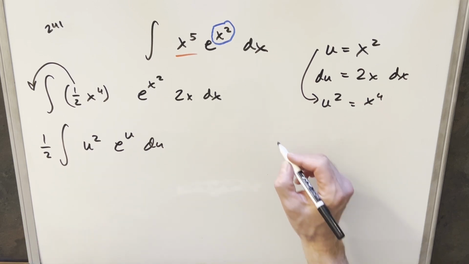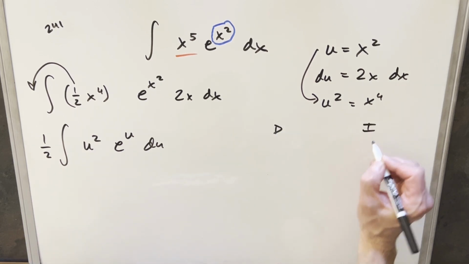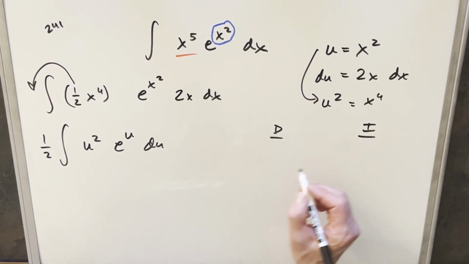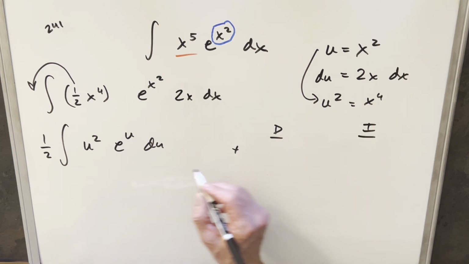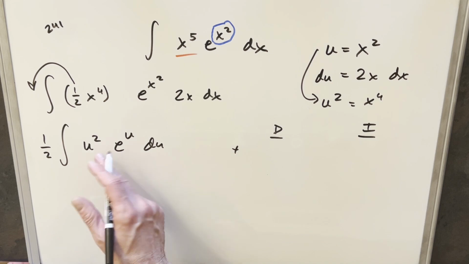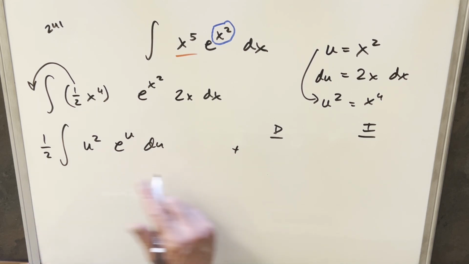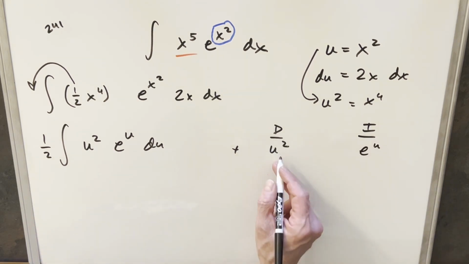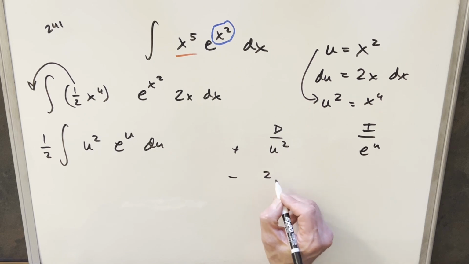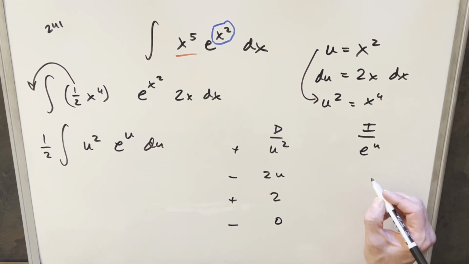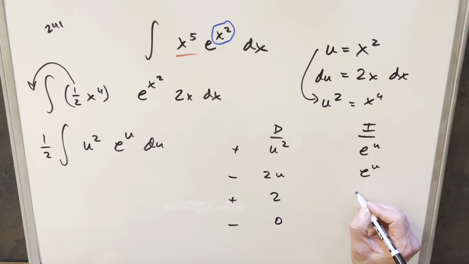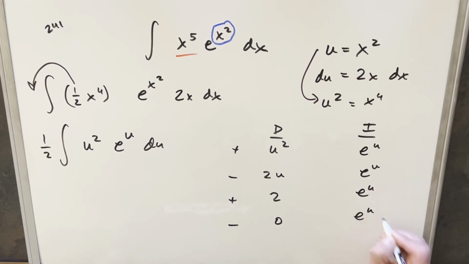And now I'll go ahead with integration by parts on this. We'll just use the DI method, tabular integration, as kind of a shorthand for integration by parts. And then what I want to do is differentiate u squared because that's going to reduce, and we'll integrate e to the u. So differentiating u squared once, we get 2u. Differentiating one more time, we get a 2. And one more time, differentiating 2, we get 0. Then integrating e to the u is just e to the u, and we'll do that 3 times like that.